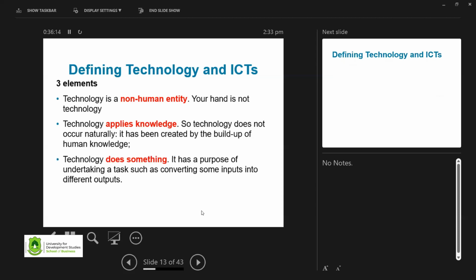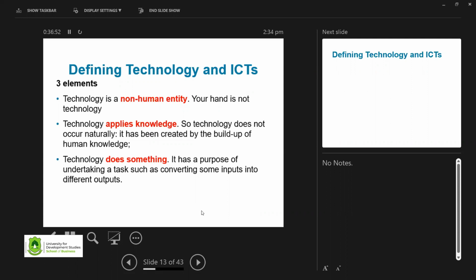Then also, technology does something. It has a purpose of undertaking a task such as converting some inputs into different outputs. So when we are defining technology, these things are very critical. Based on this, how then do we differentiate technology from ICT? Technology will help you to do something. But when technology helps you to do something and also supports you to communicate it, then it becomes ICT. Information and communication technology.